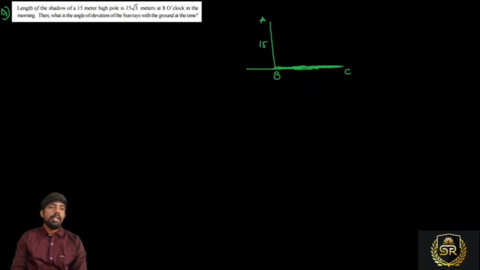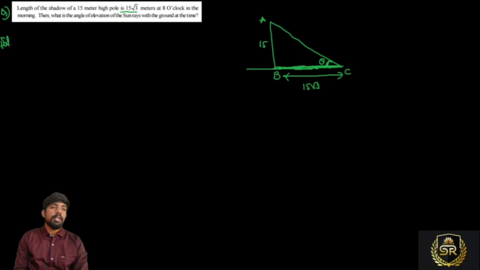Here, the length of the shadow of the 15 meters height pole is 15 root 3 meters. This is 15 meters. Now what is being asked? What is the angle of elevation of the sun ray with the ground at that time? So this is a sun ray, and because of the sun ray, the angle of elevation is asked. This theta is what is being asked.